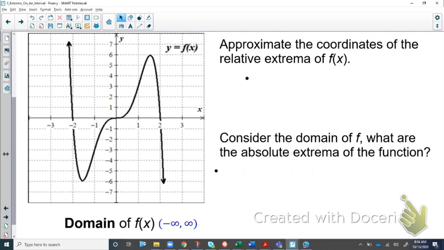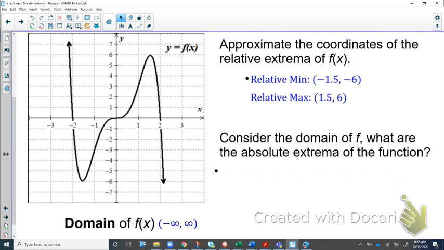So I have a relative minimum, which looks like about (-1.5, -6). And this is the same function that we were looking at earlier, and it looks like about (+1.5, +6) is where I'm going to have an absolute max, or I'm sorry, a relative max. And considering the domain of the function, what are the absolute extrema?